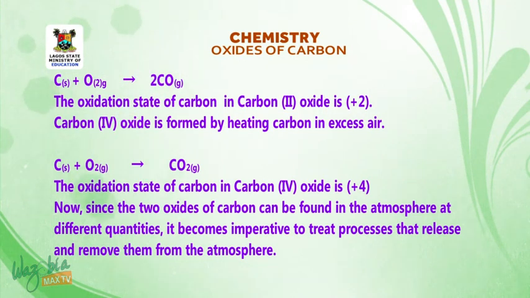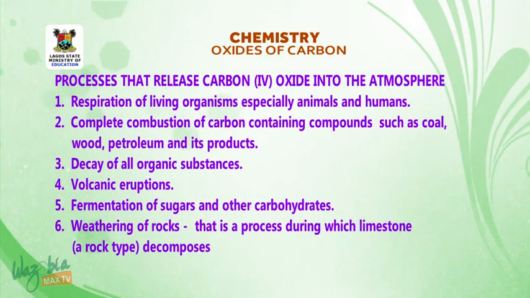Now, since the two oxides of carbon can be found in the atmosphere at different quantities, it becomes imperative to treat processes that release and remove them from the atmosphere. So we're starting with processes that release carbon 4 oxide into the atmosphere. Number 1, respiration of living organisms, especially animals and humans. 2, complete combustion of carbon-containing compounds such as coal, wood, petroleum, and its products. Number 3, decay of all organic substances.